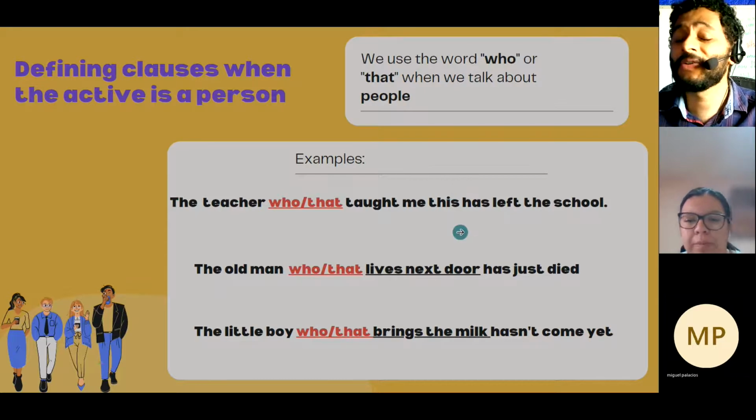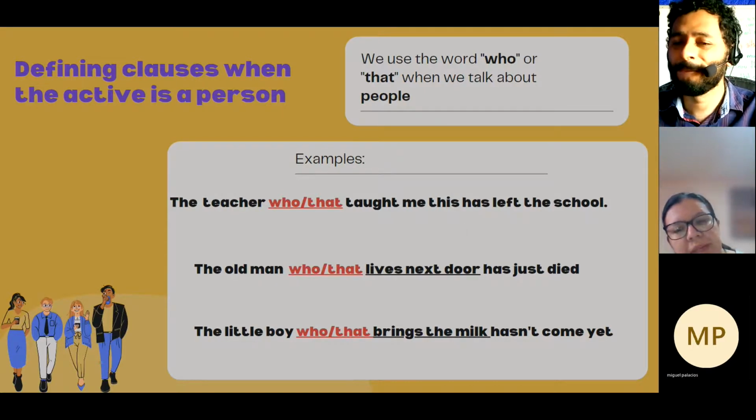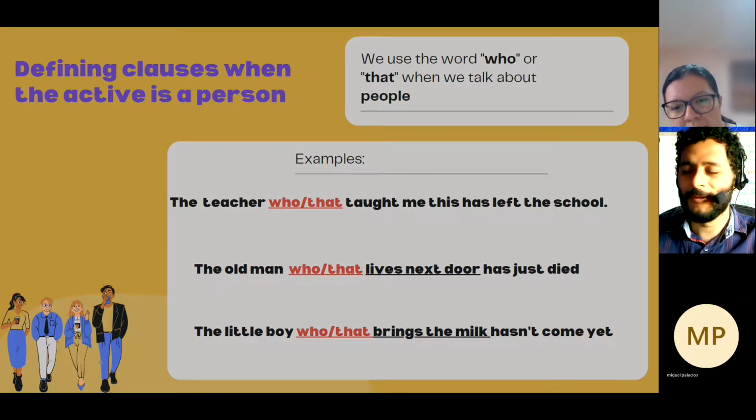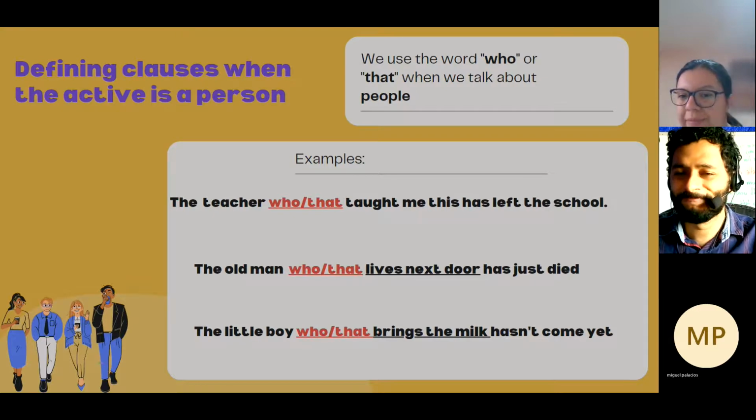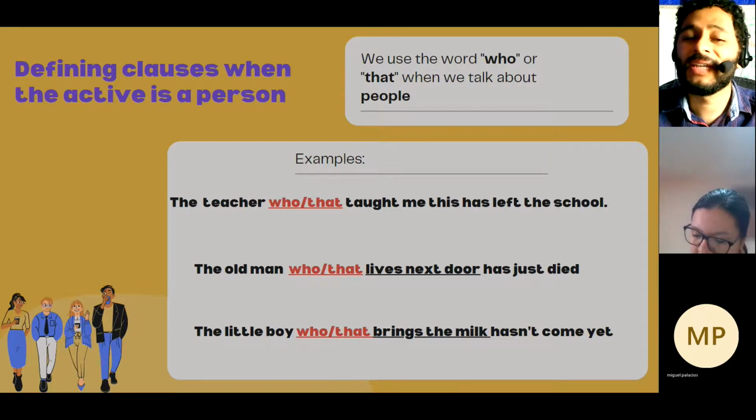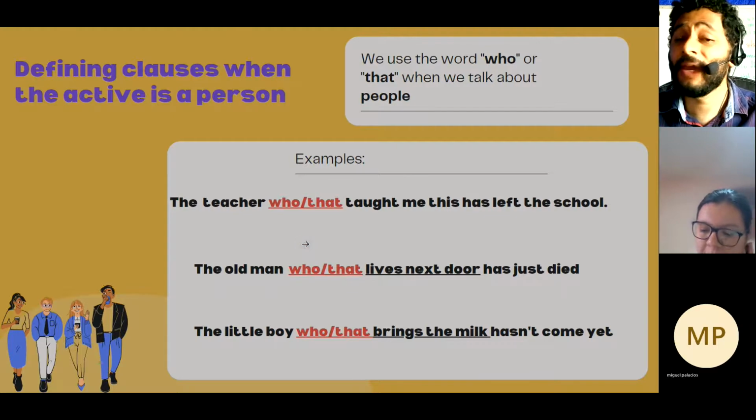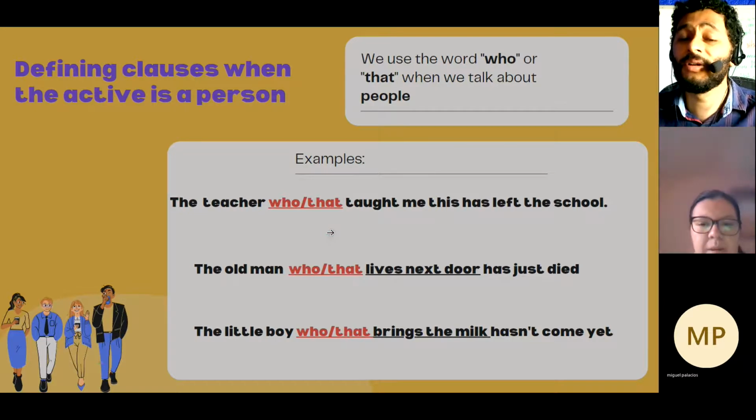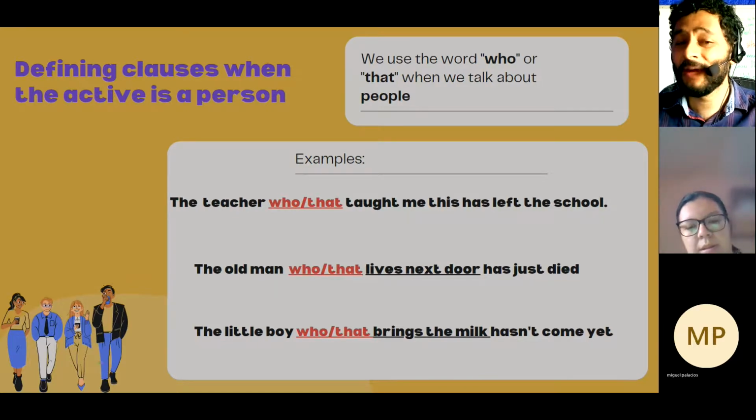Now, where is the auxiliary verb? Has. Exactly. Has. Then, what is the verb? Left. And the complement? The school. Exactly. So in this case, the teacher is a woman or a man. I mean, it's a person. So that's why you use who or that. And remember, who, in this case, means que. El maestro que me enseñó esto.